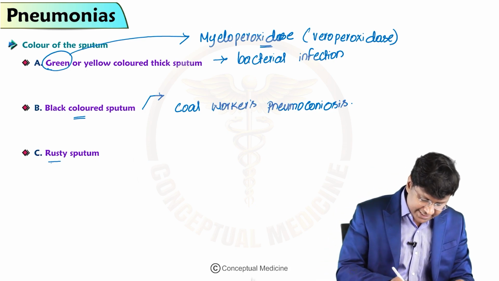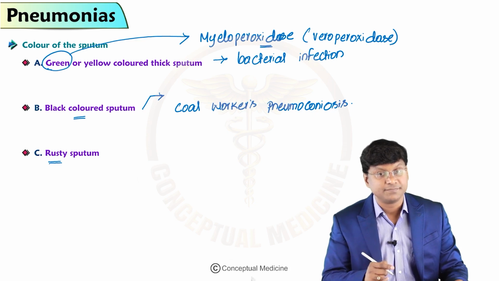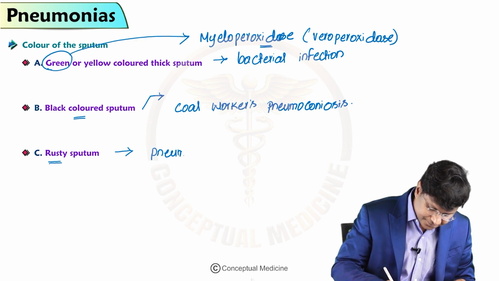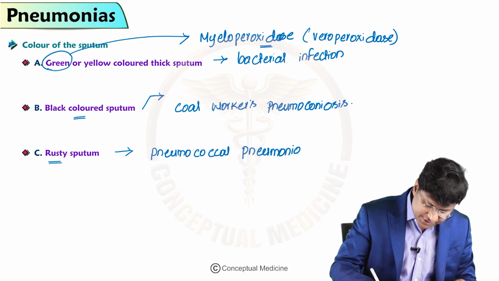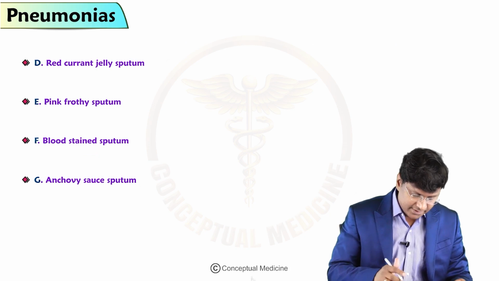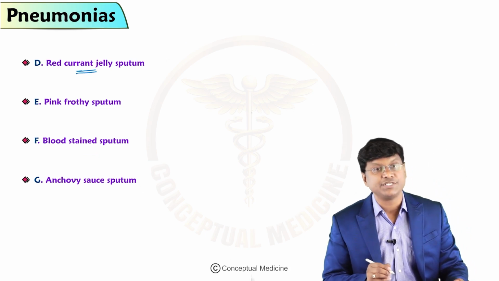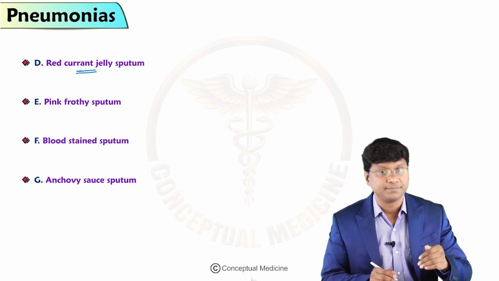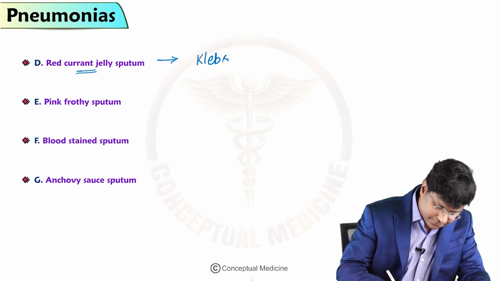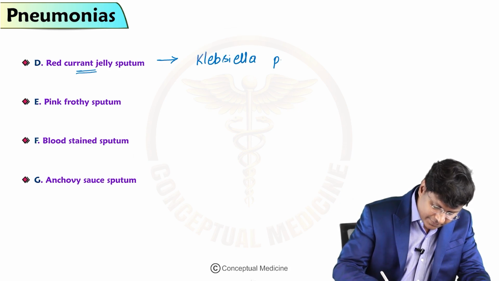Next, rusty sputum. The presence of rusty sputum is very much suggestive of pneumococcal pneumonia. And red currant jelly sputum is seen in Klebsiella pneumonia.